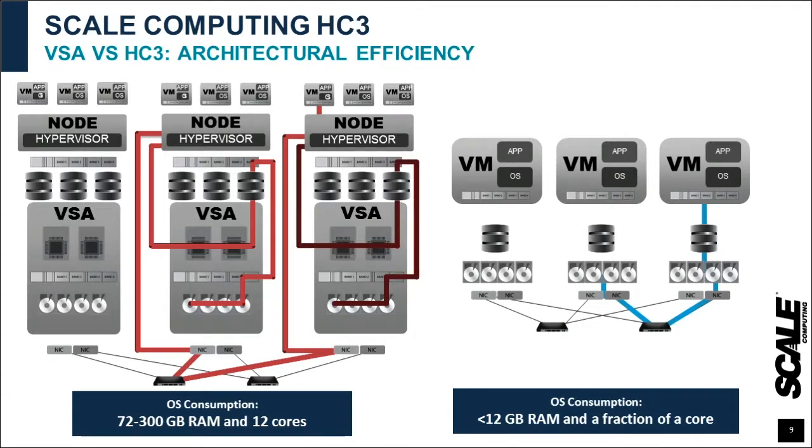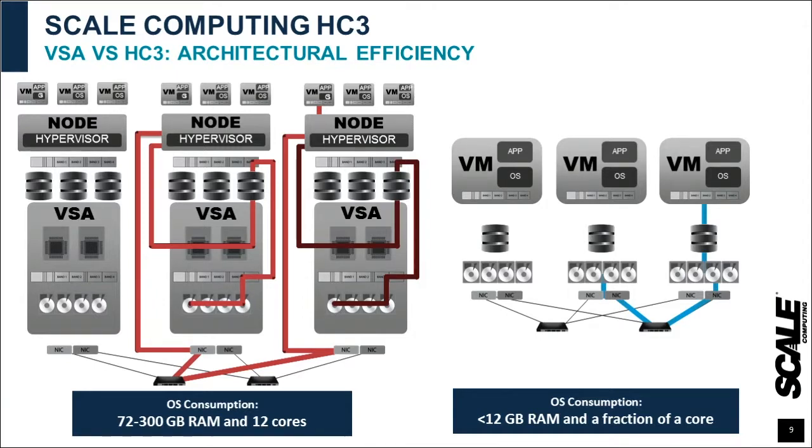So within that model, you're taking around 72 to 300 gigs of RAM and 12 cores. And if you look at that spaghetti diagram on the left side there, that's the data path that any block change has to go through. So if you have Microsoft Word installed on-prem and someone makes a change from a period to a comma and clicks save, that's the data path that has to go through in order to write it to disk on the node that it lives on, and also to write it redundantly to the second node. So it's about 4 times the amount of data path that Scale's HC3 or Hypercore system would run.